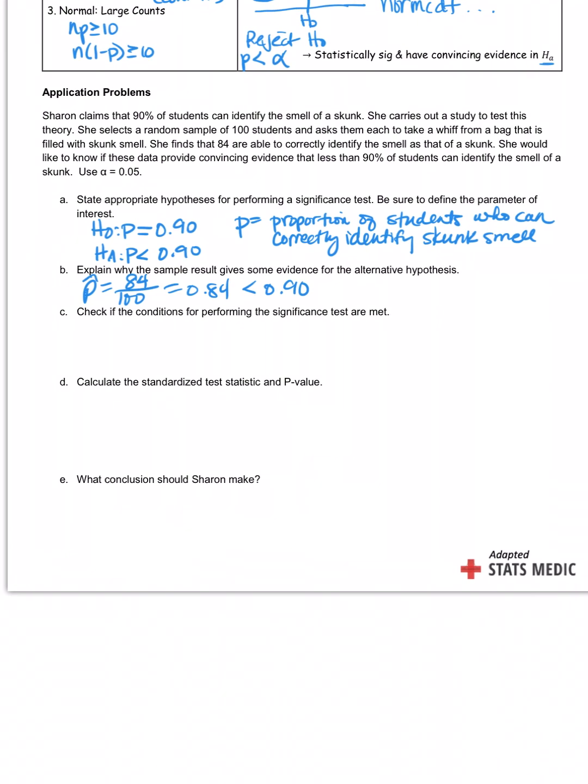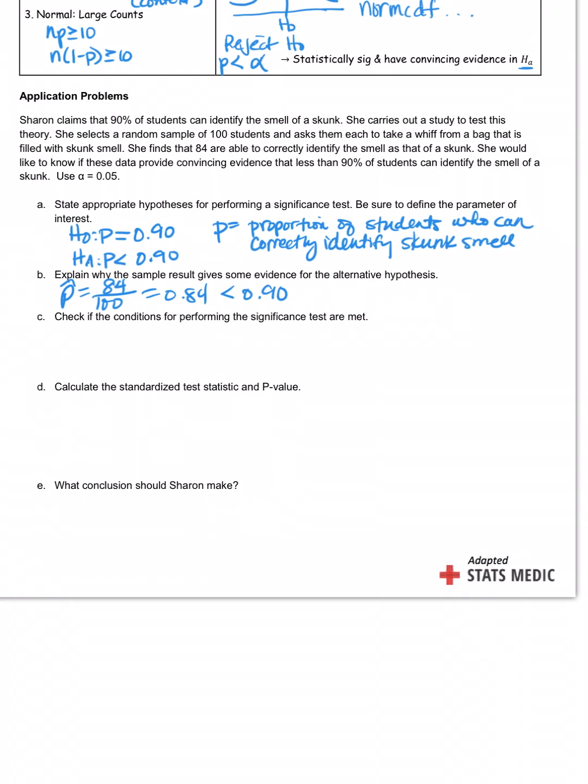All right. Now we check the conditions for performing the significance test. So let's do this. Was the sample random? Yes, it was stated. I like to put the sample size there just for reference because I'll need it in a second. 10%. So the question is, is 100 less than 10% of all students? There's always that chance, right? But we're going to assume it's okay.